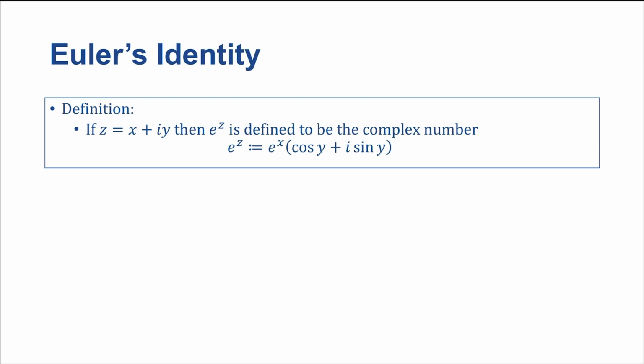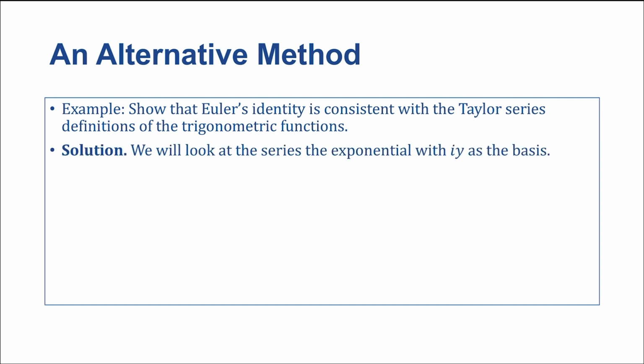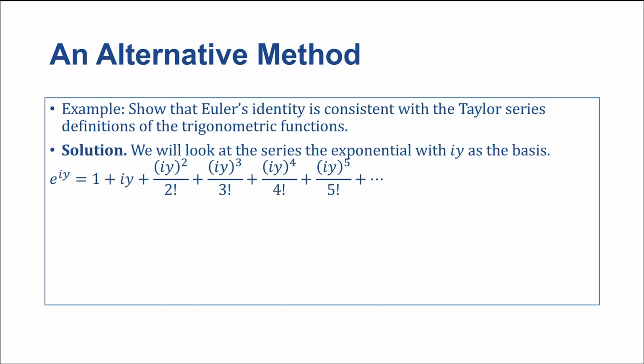So now what we'd like to do is derive Euler's identity in a fairly different way, using the Taylor series. If you remember Taylor series, we want to look at the consistency of the Euler identity using the Taylor series and the definitions of the trigonometric functions by their Taylor series. So we want to look at the series of the exponential, and we're going to use iy as the basis, okay? We know that e to the alpha is equal to 1 plus alpha plus alpha squared over 2 factorial plus alpha cubed over 3 factorial, and so on.